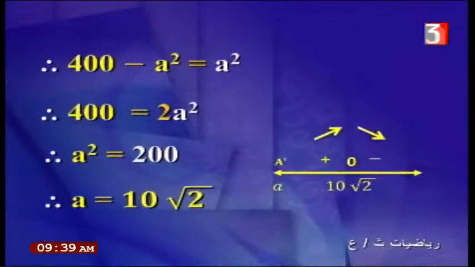When A equals 10 root 2, the function A of x, the area of the triangle, is increasing in the open interval negative infinity to 0 and decreasing in the open interval 0 to infinity. The function has a local maximum value when A equals 10 root 2.